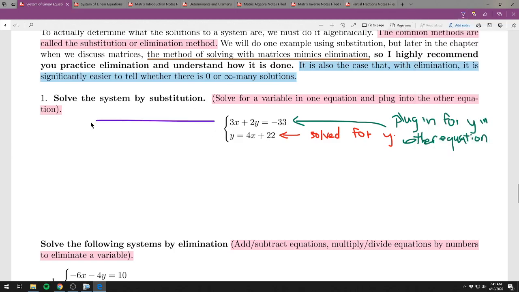All right, so I'm going to go ahead and do that. In place of y in this first equation, I'm going to put 4x plus 22. We get 3x plus 2 times (4x plus 22) equals negative 33.